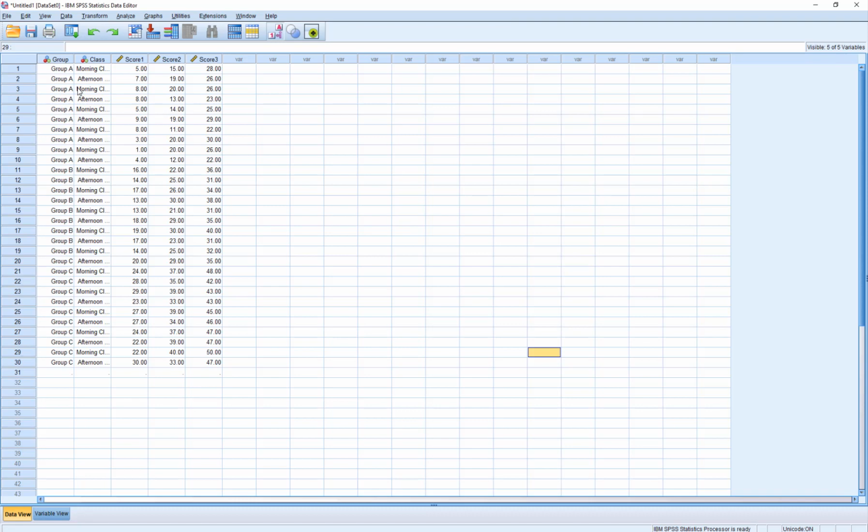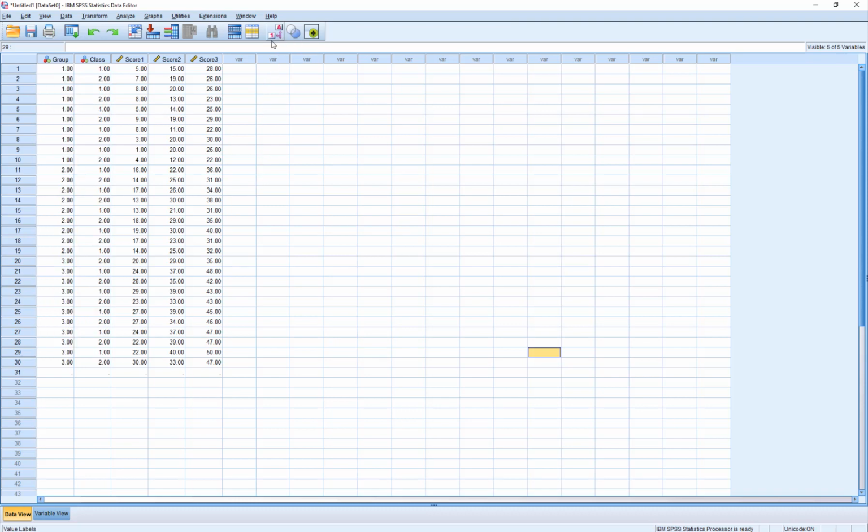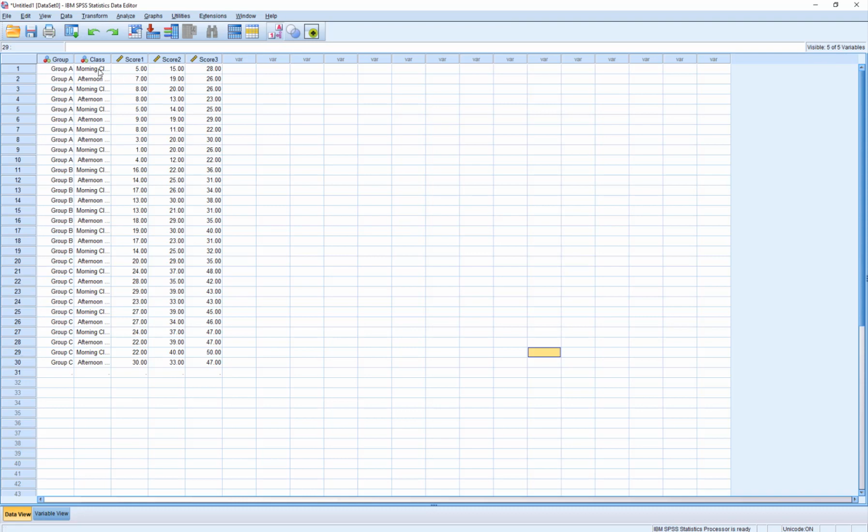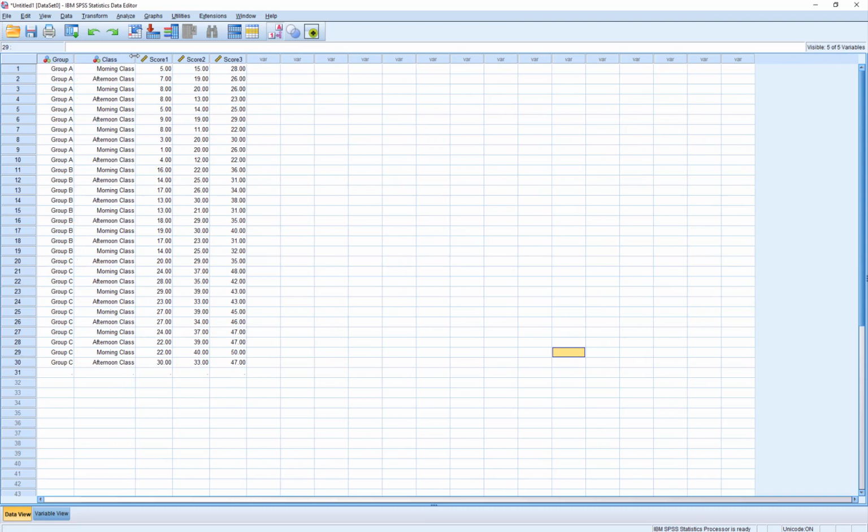We have 5 variables. We have group, class, score 1, score 2, and score 3. Group and class are both nominal categorical variables. Group has group A, group B, and group C, coded as 1, 2, and 3. If I click on this button here, it shows you 1, 2, and 3. Class is separated by 1 and 2, and is separated into the morning class or the afternoon class. Score is just a score. It's out of 50 total.